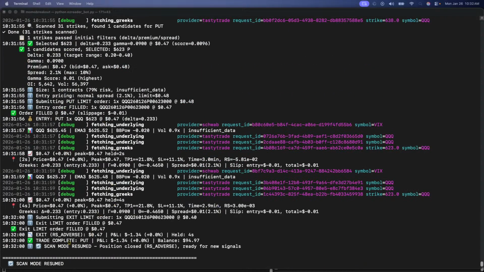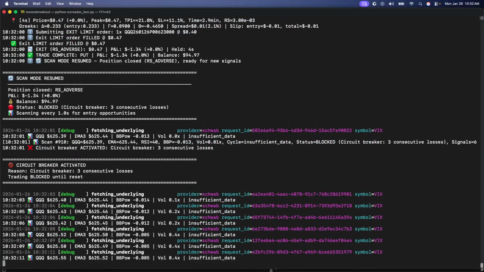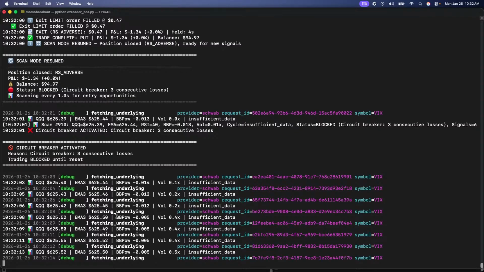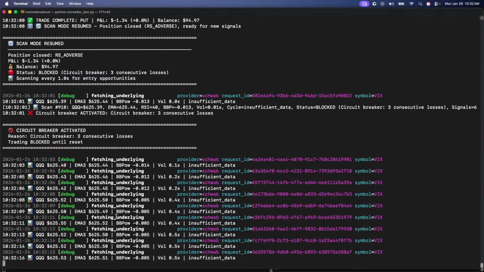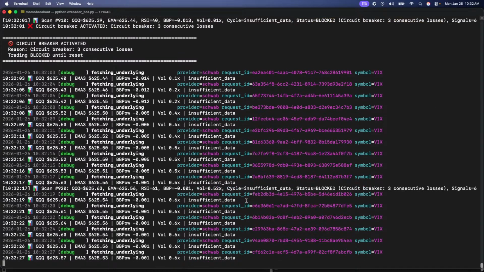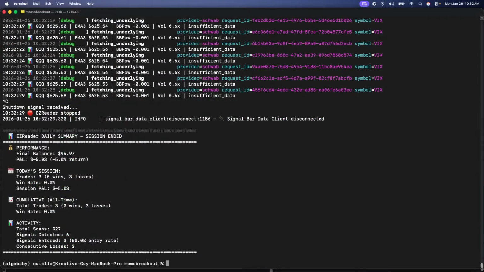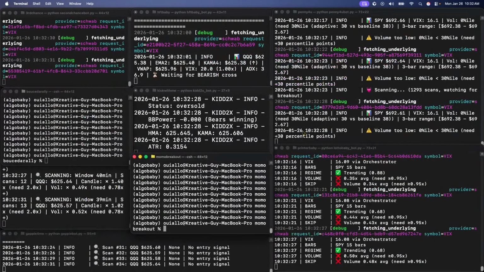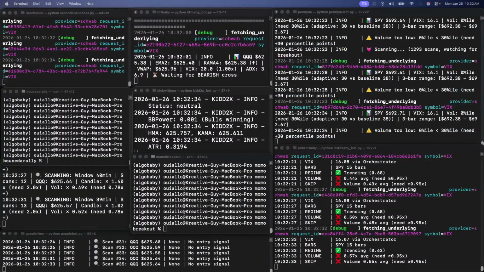What happened? RSI exit. So the market turned against us. Block, circuit breaker, 3 consecutive losses activated. Status blocked. Okay, now I need to go reset you. This is always fun. All right, let's come back over here.